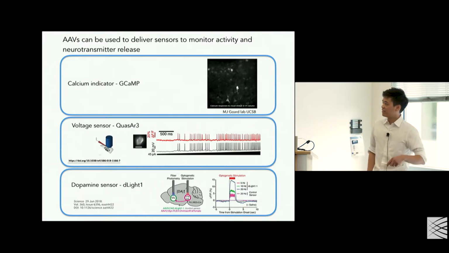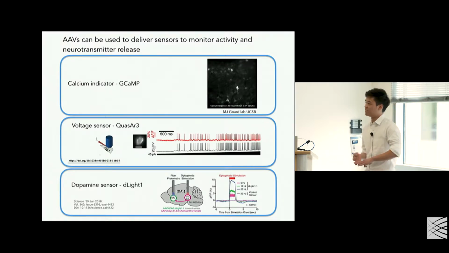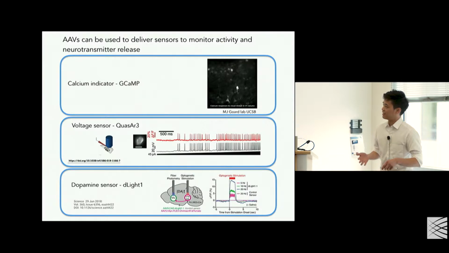And finally, there are genetically encodable sensors that can sense the presence of neuromodulators, such as dopamine, norepinephrine, acetylcholine, GABA, just to name a few. What we're looking at here is a fluorescent sensor that detects the presence of dopamine and fluoresces. In this experiment, this dopamine sensor is called D-Light1.